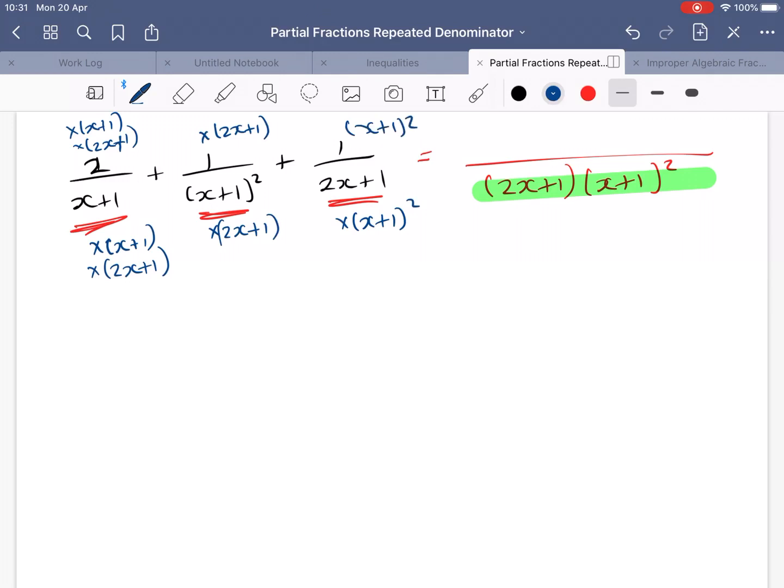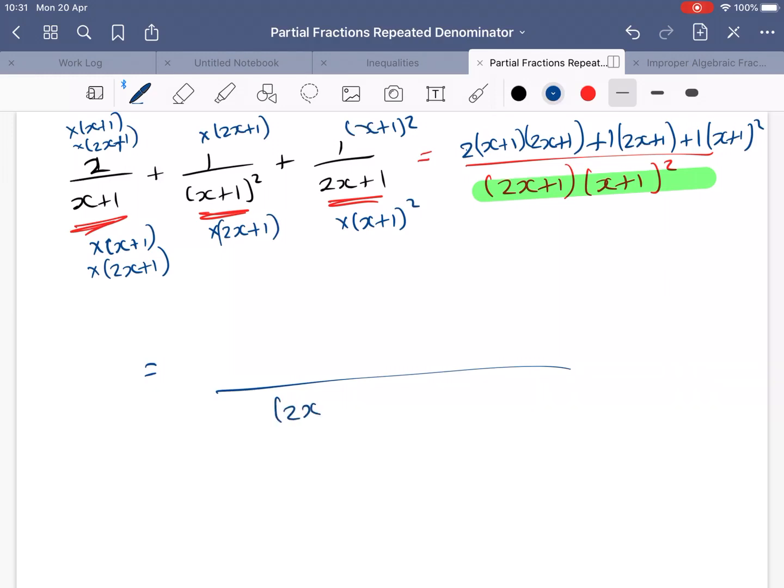So what I'm actually left with is 2 times x plus 1 times 2x plus 1 from the first fraction, plus 1 times 2x plus 1 from the second fraction, plus 1 times x plus 1 squared from the third fraction. And then I'm going to tidy that up. So just write the denominator first. It's the easiest thing to write.